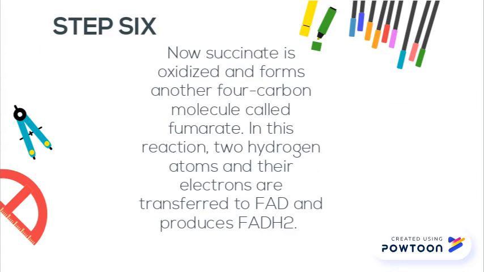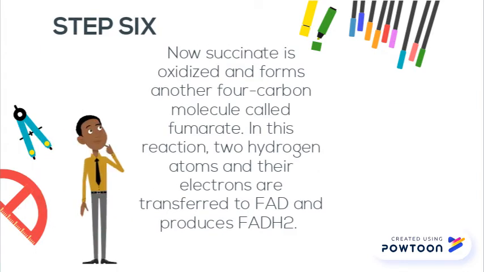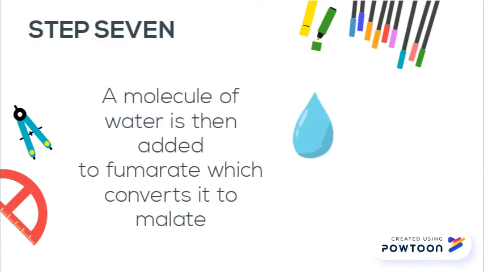Now succinate is oxidized and forms another 4-carbon molecule called fumarate. In this reaction, 2 hydrogen atoms and their electrons are transferred to FAD and produces FADH2. A molecule of water is then added to fumarate, which converts it to malate.